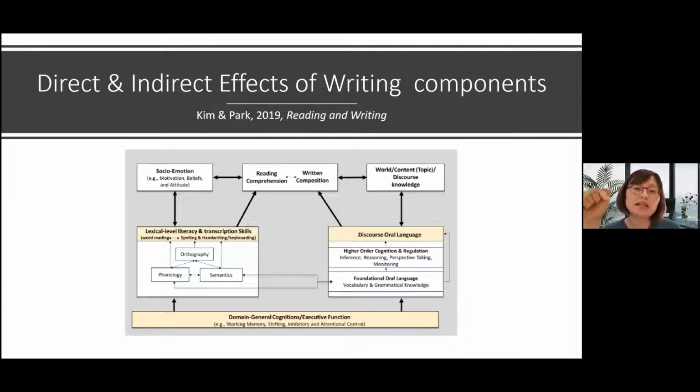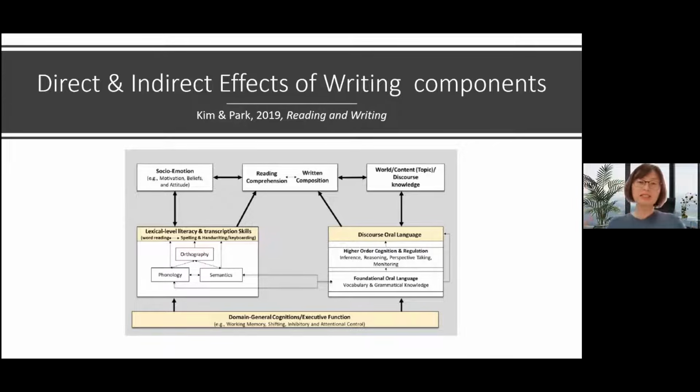The reason why I give it another name is oral composition. Especially in the beginning phase of writing development, your ability to compose something orally is actually approximating your written composition. Minus, of course, you need transcription skills, your ability to spell words, and handwriting or keyboarding. But you can actually approximate your students' written composition with their oral composition. That's kind of the big idea.